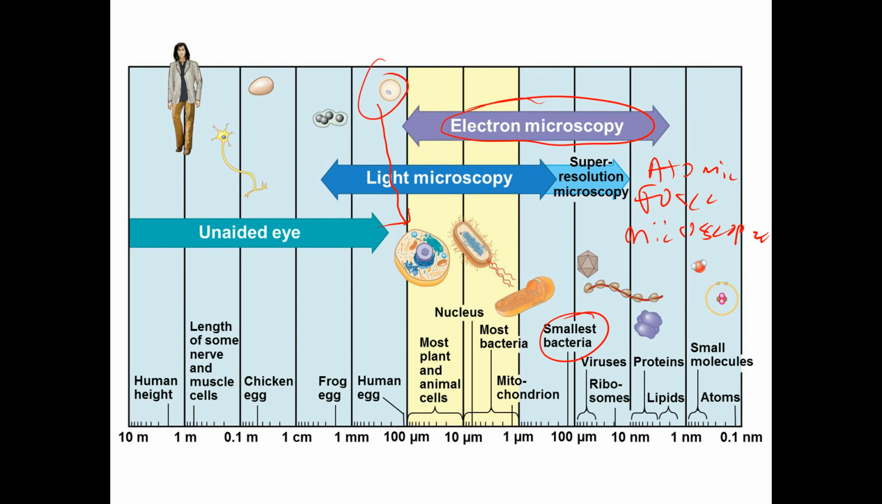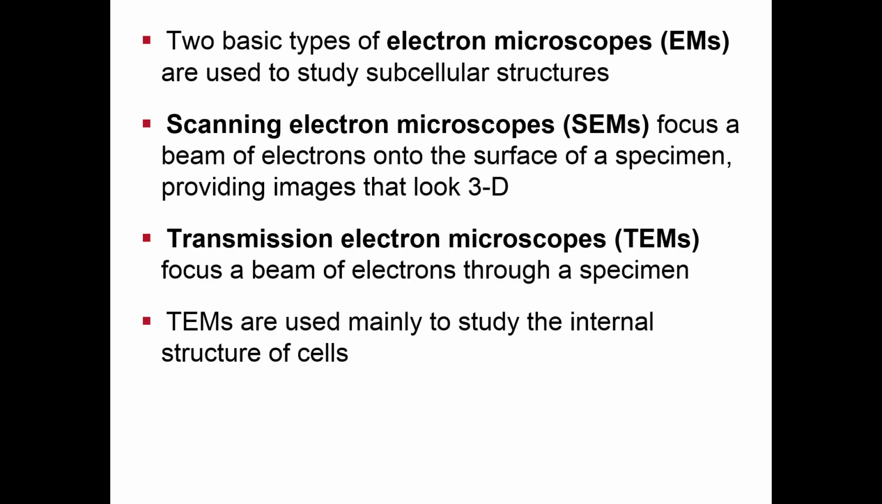All right, so each type of microscope has its own advantages, disadvantages, and uses. There's only so far that a microscope will allow you to see certain types of objects or structures or cells or components. All right, so talking about electron microscopes, you have two different types. You have scanning and transmission electron microscopy.